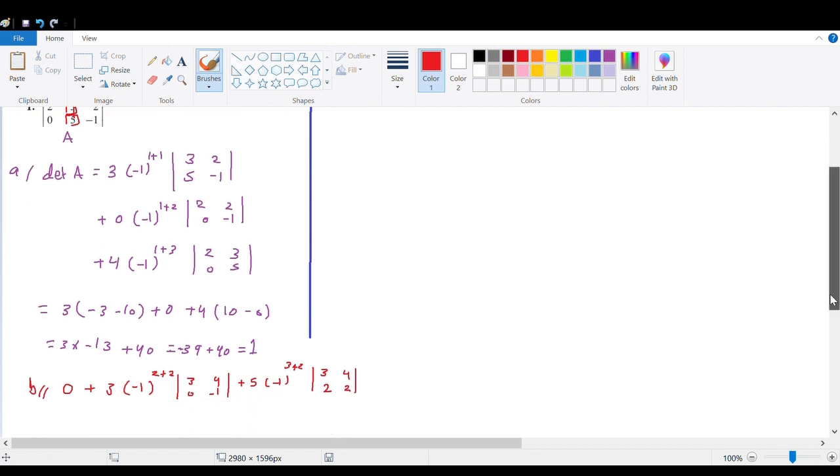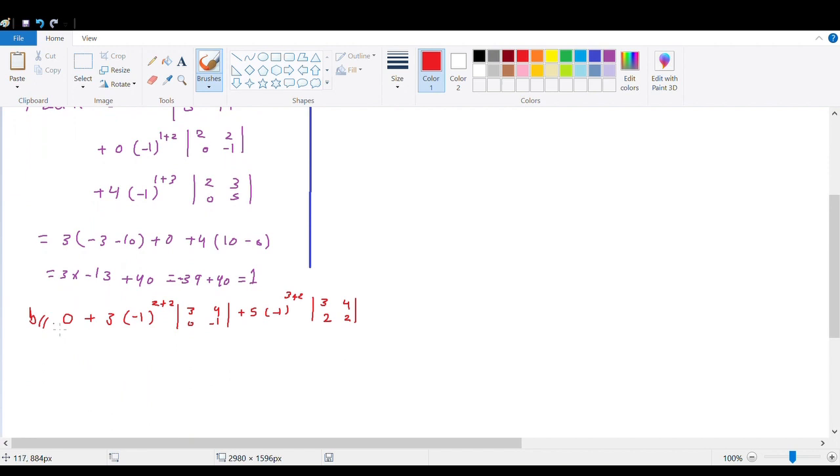So now let us find what is the determinant. So this one is 0. Minus 1 power 2 plus 2 is 4. So minus 1 power 4 is just 1. 3 multiplied by 1, so 3. The determinant of this one is minus 3 minus 0. Then minus 1 power 5 will be minus 1, multiplied by 5, so this is minus 5.